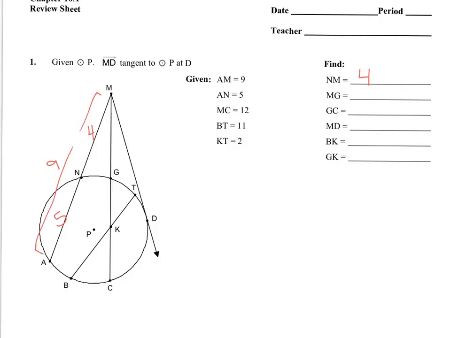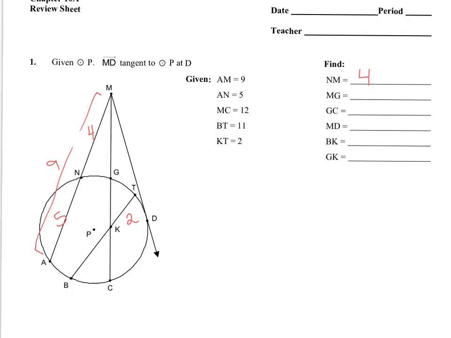MC is 12. That's hard to mark. BT is 11. That's hard to mark as well. And KT is 2. KT I can deal with. Okay, so I got some choices. I'm going to follow kind of their guidance here. They're telling me to find MG.